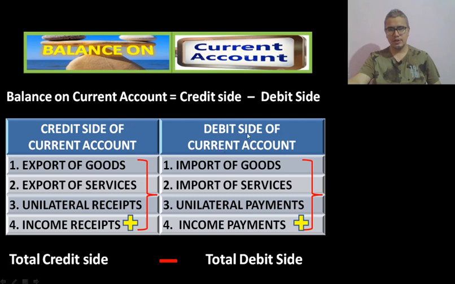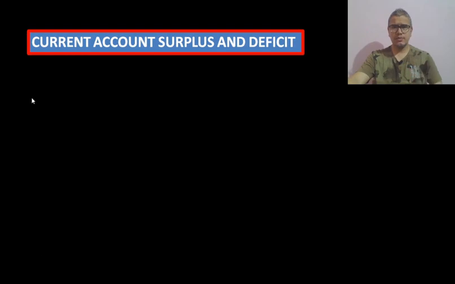And on the other hand, when we add all this debit side of the current account, that is import of goods, services, unilateral payments and income payments, we will get the total debit side of the current account. And when we deduct this total debit side from the total credit side, then we will get the value of balance on current account.